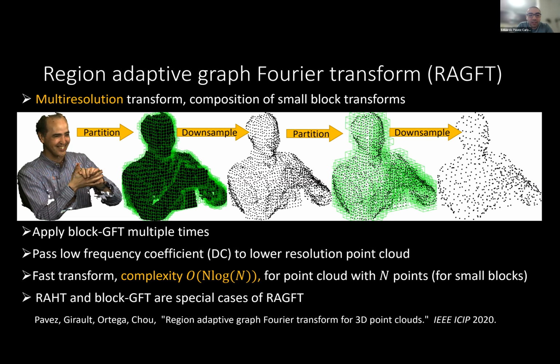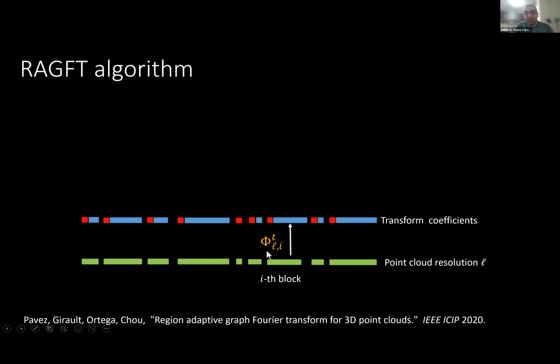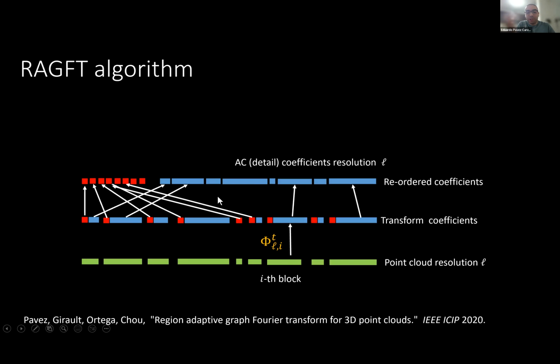So first, let's say you have a point cloud at higher resolution. Here, you partition it into blocks. I represent each rectangle as a different block, and these rectangles have different sizes because they have different numbers of points. For each of these blocks, you apply a graph Fourier transform. For each block, you will obtain a group of high pass coefficients, represented by these blue colors, and one DC coefficient. You do this for all blocks. Then you reorganize and group all the low pass coefficients on one side, and all high pass coefficients on the other side. You put these low pass coefficients into a lower resolution point cloud, do another block partitioning, and repeat this process over and over again.